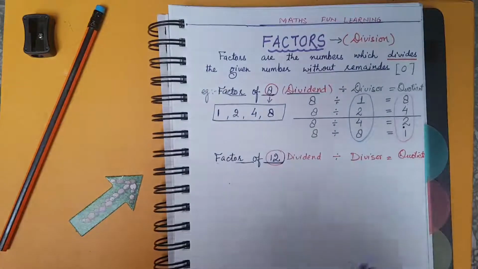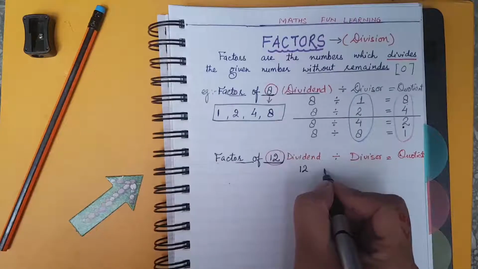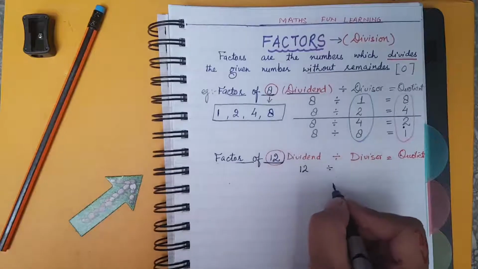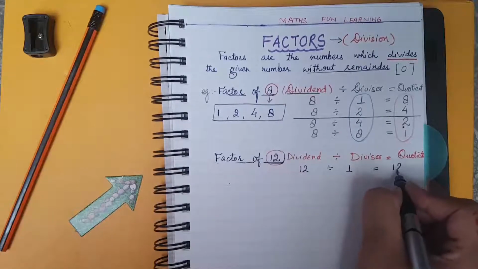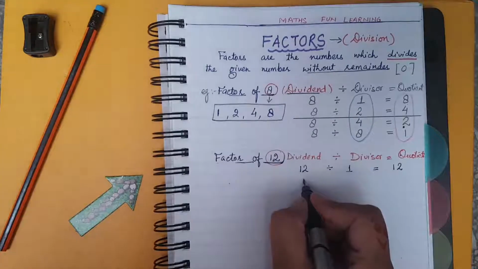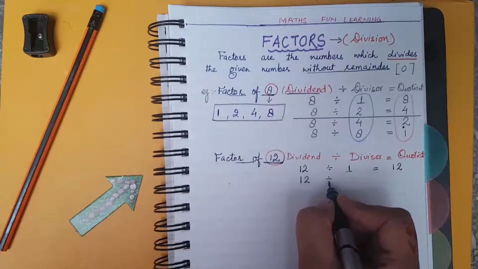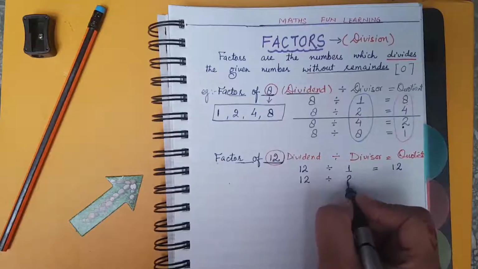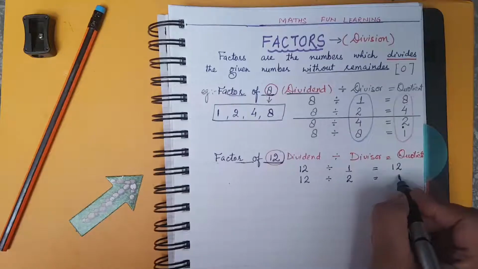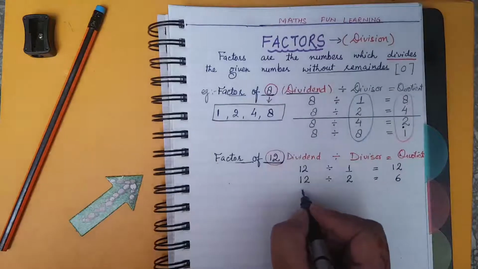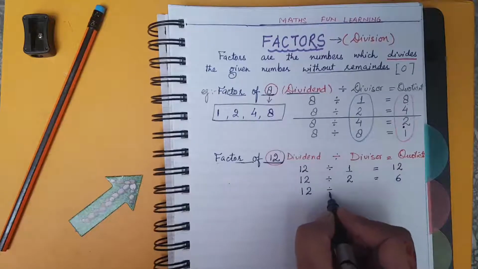Now, here the dividend is 12. As I told you, you have to divide, always start with 1. If you divide with 1, you will get 12 as a quotient. And is 12 an odd or even number? Yes, it is even. Very good. So you can divide with 2. How many times can you divide? 6 times. Good job, kids. Again, divide 12. You can see.